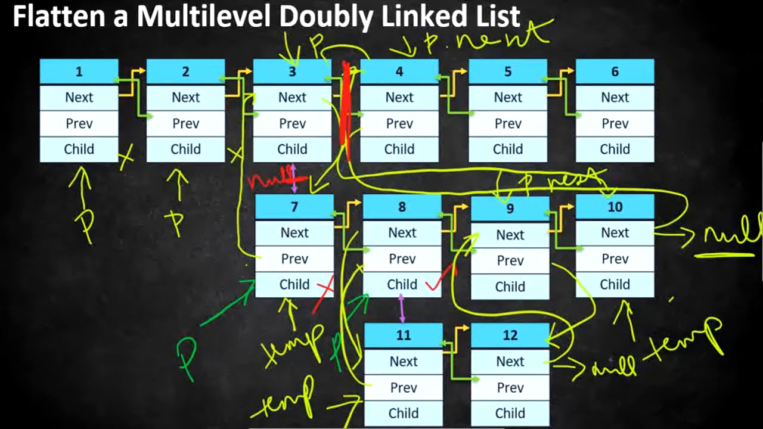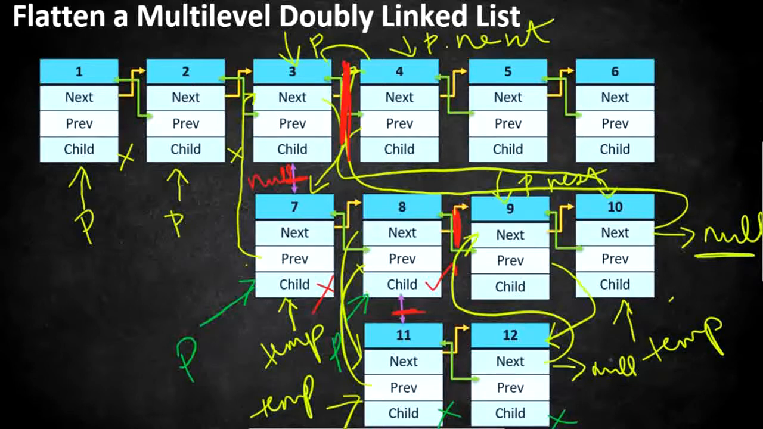So once this is done, we have to erase the existing connections between 8 and 9 and the child connection between 8 and 11. So once this is done, our P iterates to 11 and then 12. They both have no child, and then after 12 it is 9, because we already made the connection and made it single level.